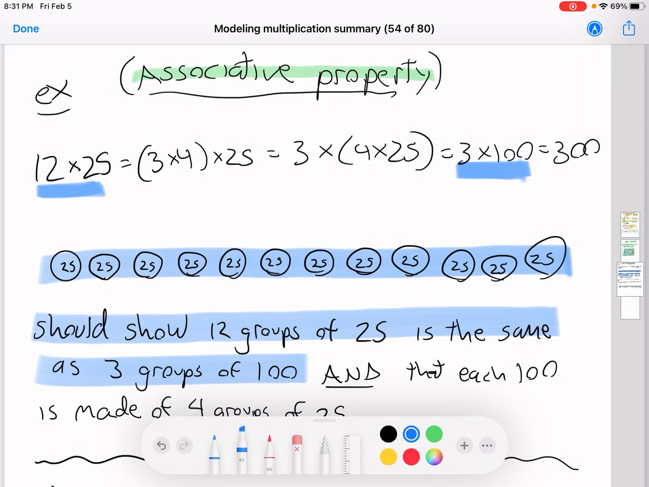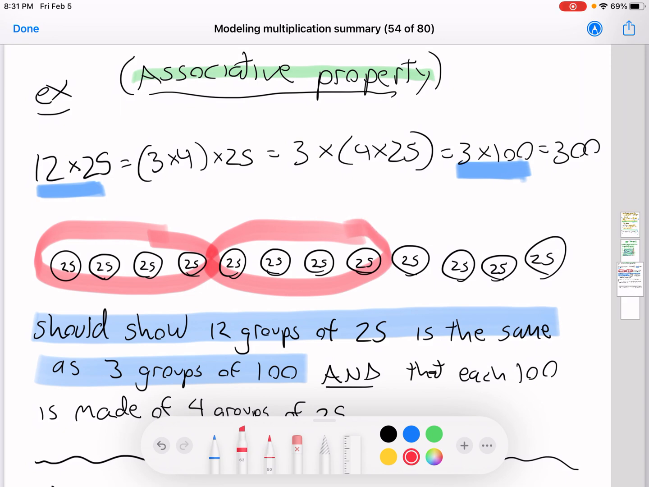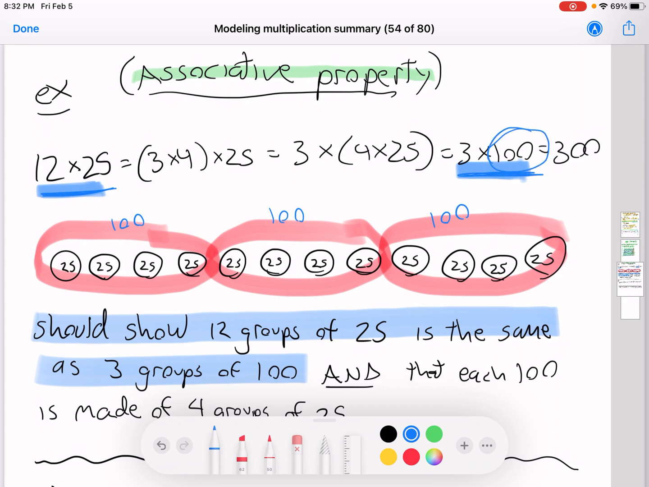So I can do that by simply, let's see, if I were to circle 4 of these, now I have 4 25s, which would make this 100, 100, and 100. So I can clearly see that my 12 25s is equivalent to 3 100s, and these 100s are also grouped as 4 groups of 25. Each 100 is made of 4 times 25. So again, this model shows the original problem, and it shows how it's equal to 3 groups of 100, and even those 100s are grouped as 4 groups of 25.